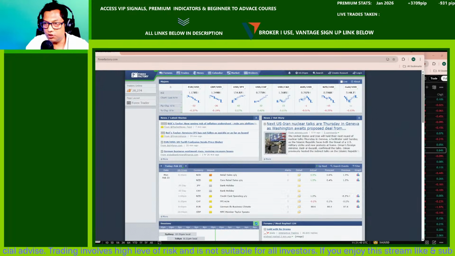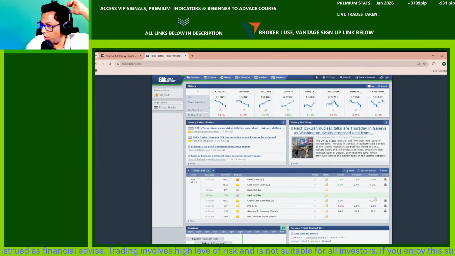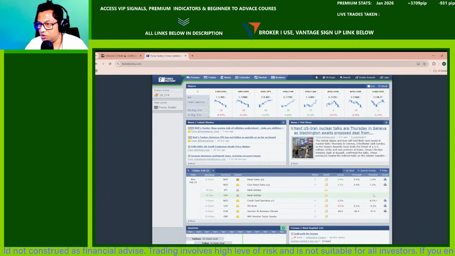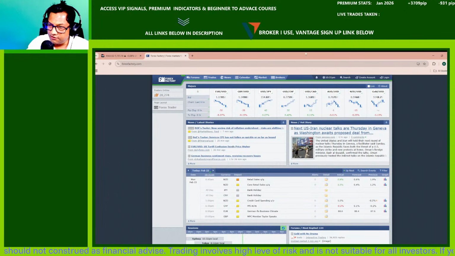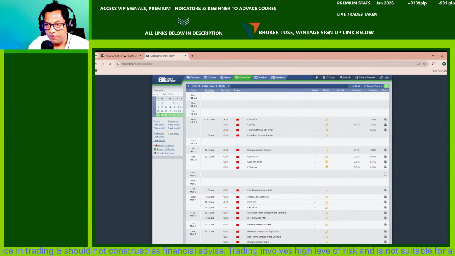Also we are looking to review the current calendar. Next day, Iran nuclear talks are Thursday in Geneva as Washington awaits a proposed deal. So there are some talks coming later that are also part of the news. Looking at the calendar, for AUD, tomorrow there is high impact news, and also tomorrow there will be some speech coming. So AUD USD is also potentially influencing the XAUUSD.